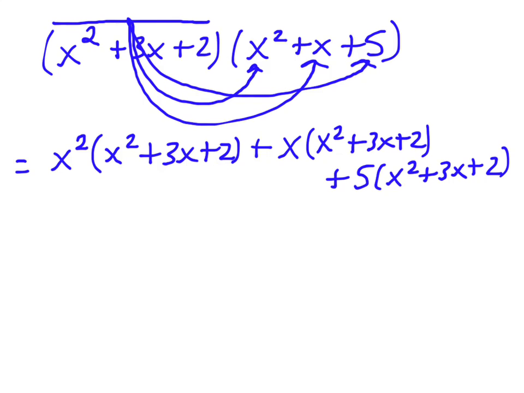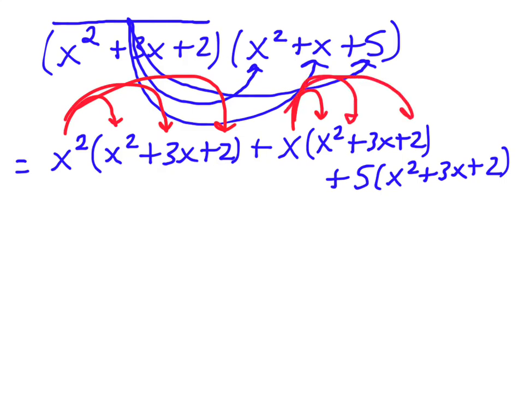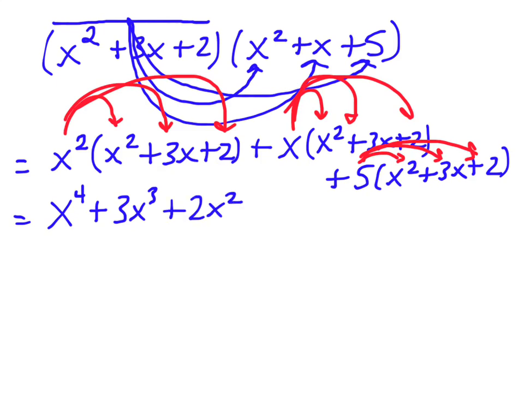So now I have to do distribution again. I have to go through to each one of these just like that. So 1, 2, and then 3 times for each one, so 9 times in total. Now I'm going to distribute. It can get a little messy, definitely room for error here. So x squared times x squared is x to the 4. X squared times 3x is plus 3x cubed. X squared times 2 is 2x squared.